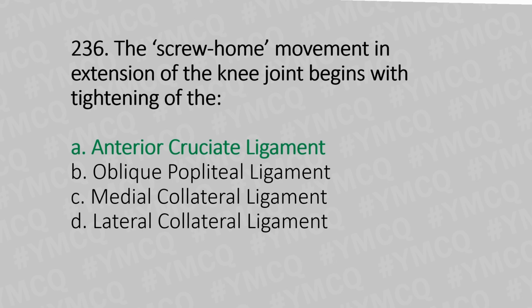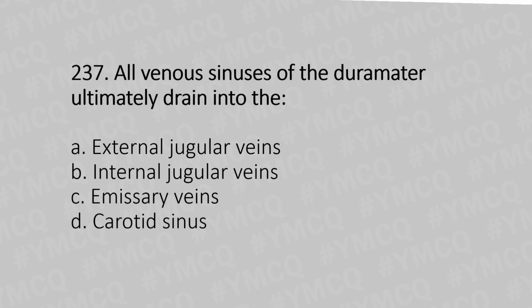Now let's move to question number 237. All the venous sinuses of the dura mater uniformly drain into the option A, external jugular vein, option B, internal jugular vein, option C, azygos veins, option D, carotid sinus. And the answer is option B, internal jugular vein.